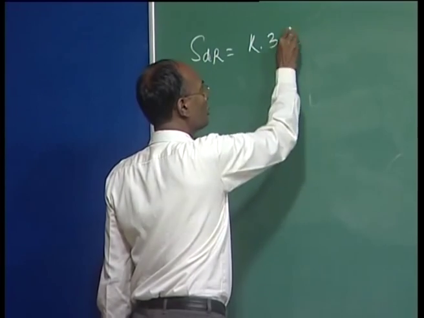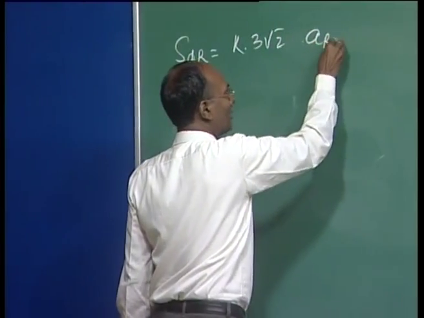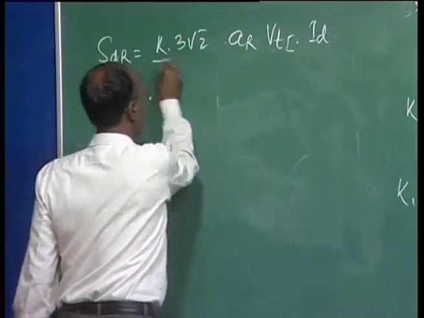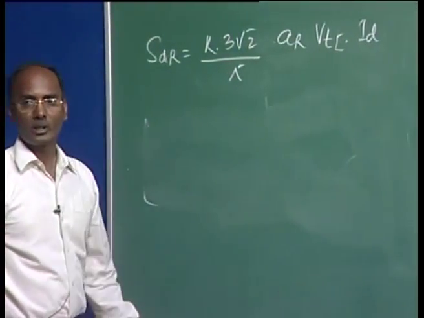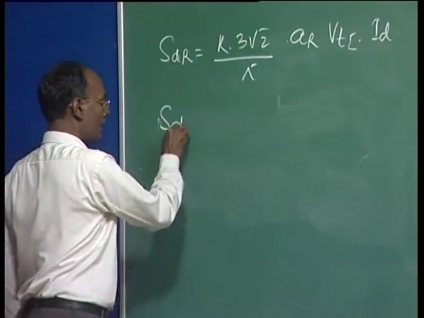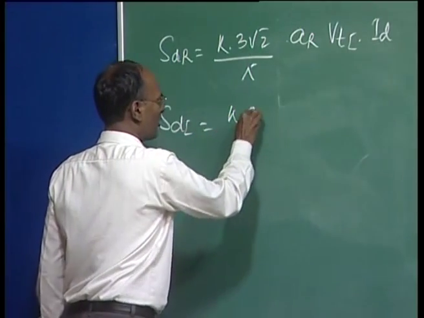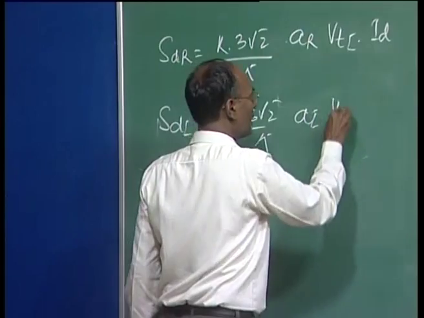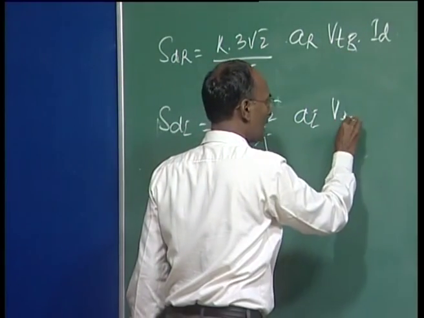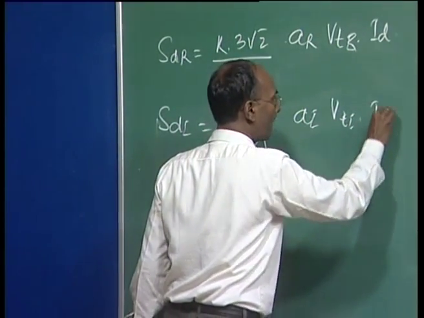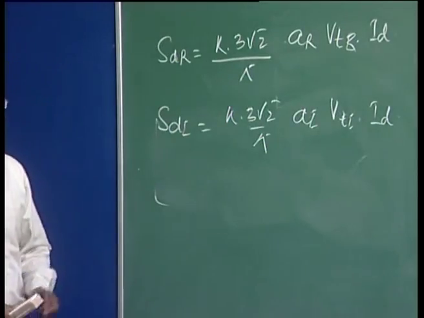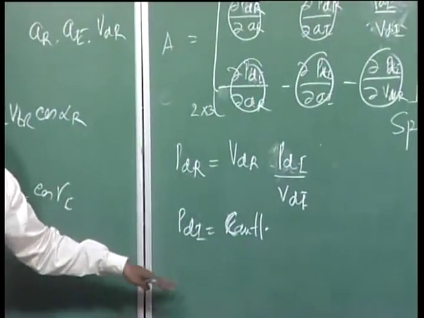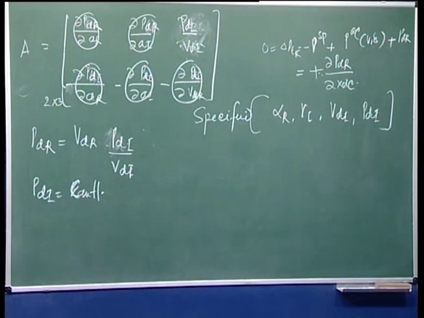K3 root 2 AR VTR into ID by pi here. Similarly, we wrote for here SDI, it is K3 under root 2 over pi AI VTI into ID. We have this, we have the P here, PDR and the PDI. Now, we have to calculate the QDR and QDI.